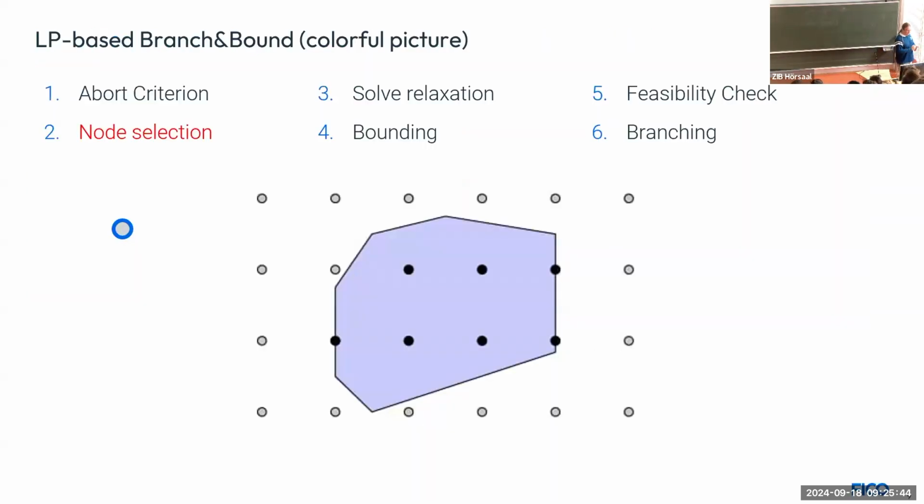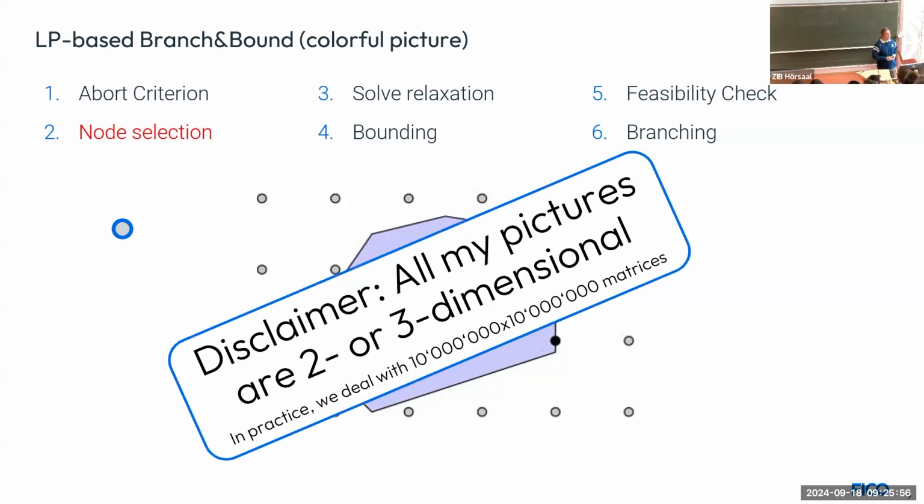So what did these two ladies come up with some 70 years ago? LP-based branch and bound, the colorful picture. Short disclaimer for today, all my pictures will be 2 or 3 dimensional because my 10-dimensional drawing skills are still evolving. But always keep in mind, we are looking at the toyest of toy examples. In practice, all these methods will be applied to way bigger problems.